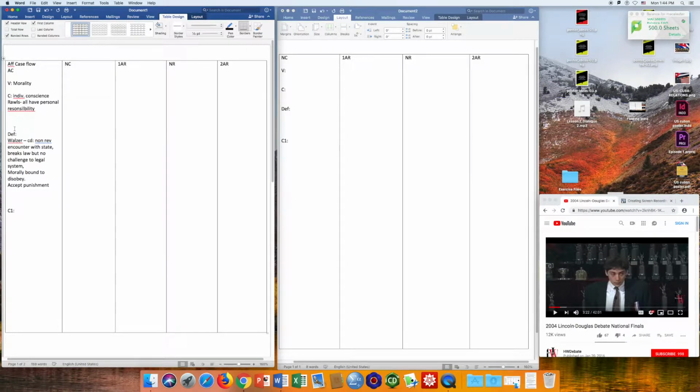Okay, so that is called the framework of the round. First, he defines civil disobedience, and when someone uses a source, you want to write the source. So it was Walzer, and note I'm using the abbreviation for civil disobedience. He defined it as a non-revolutionary encounter with the state, breaks the law, but doesn't challenge the overall legal system.